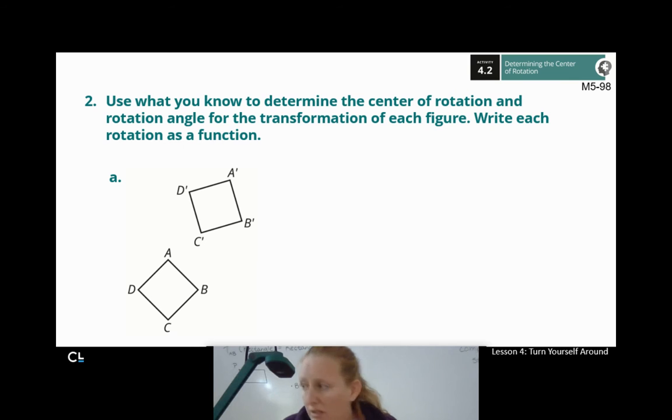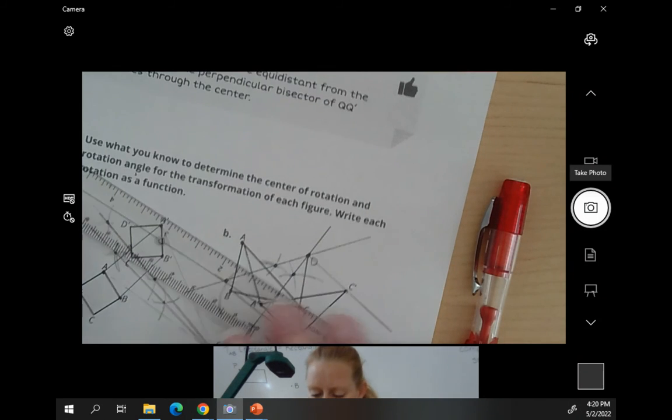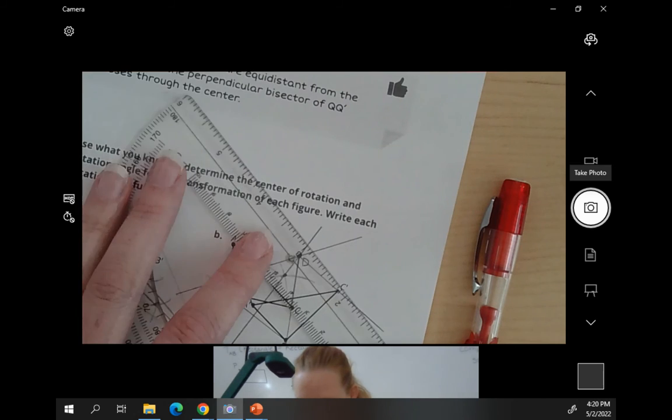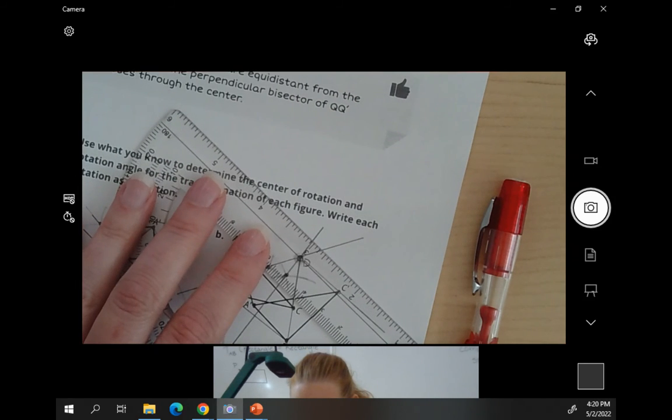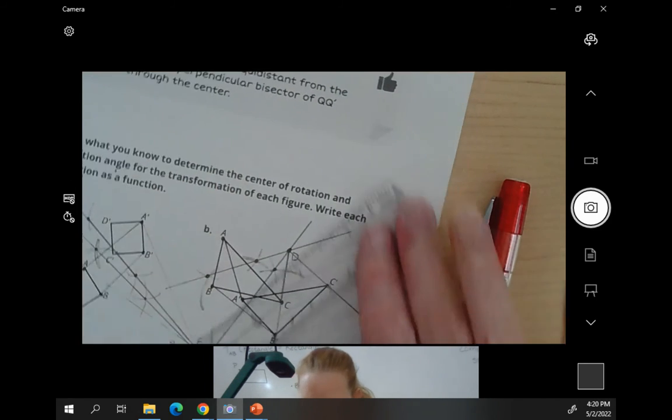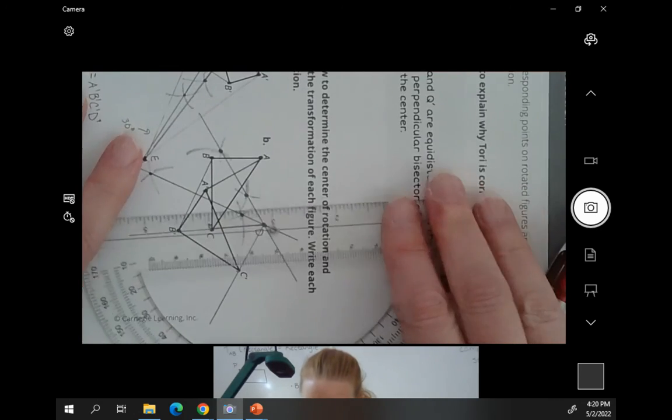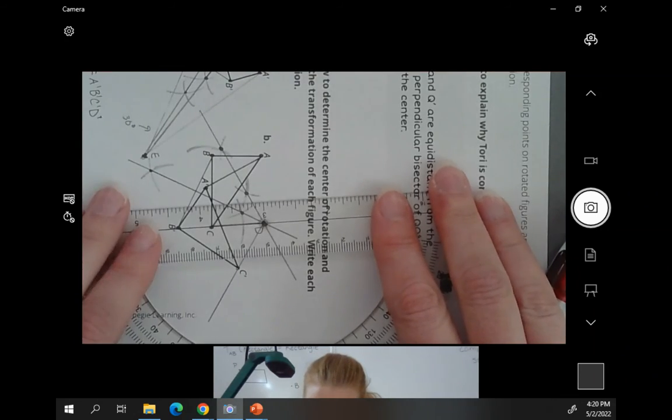Grab my protractor. Center. Oh, sorry, I bumped it. My bad. I'm going to bring it back. I will, I promise. There it is. So I'm going to grab my protractor and my center. Look at all these lines. My center is going to go over D. I'm going to line it up. Actually, I'm going to go the other way. I'm going to do my center over D, and I'm going to line it up with C.